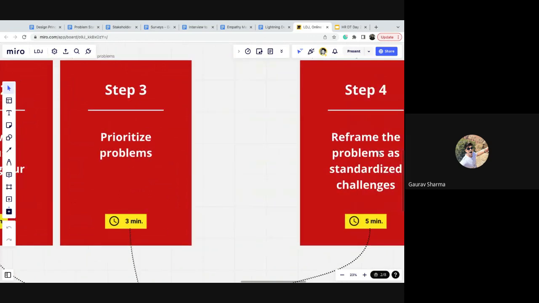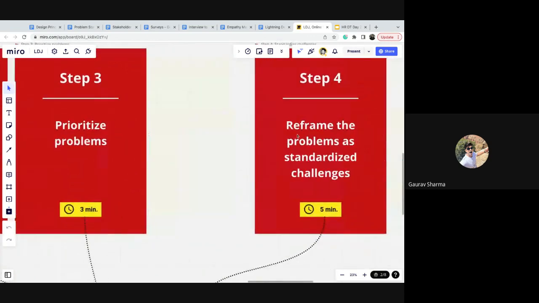Once you've done that, you would come up with reframing these problems into standardized challenges, which is what I showed you as how might we. So then writing it into a format that is understandable by everyone, that is easy to articulate, and it has a syntax so that it can fall into categories easily, is what step four is used for. Again, it is a 5-minute activity.